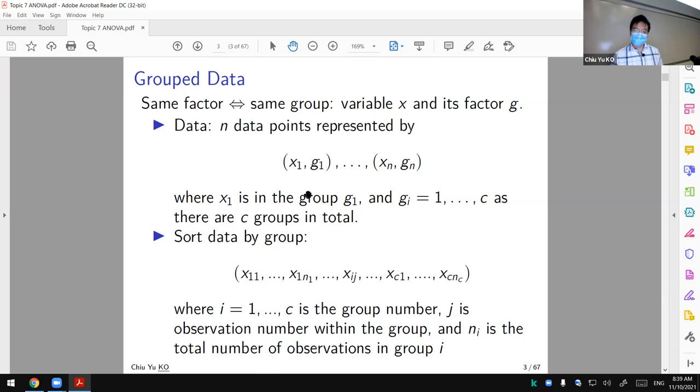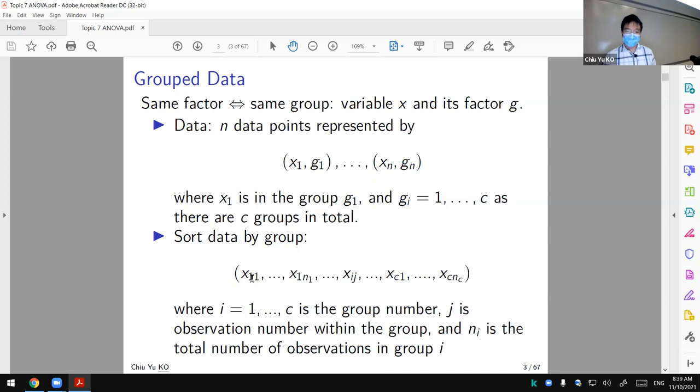But here the data is like this: each observation has two numbers. The first number tells you which group they're in. Here is group one. Group one has the first observation.